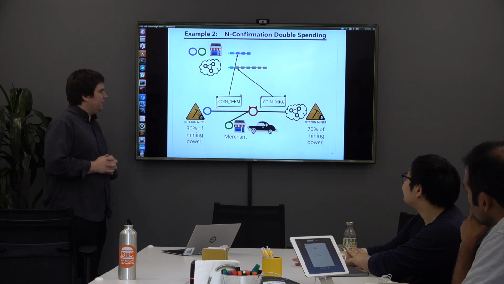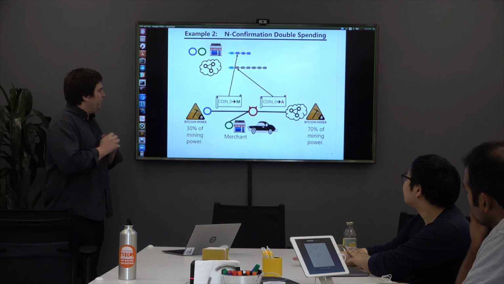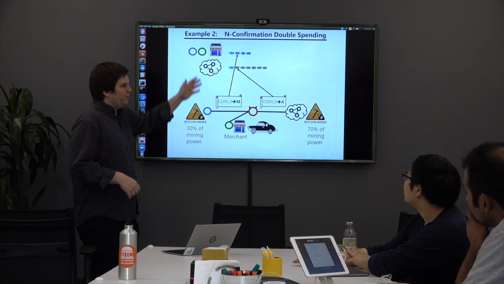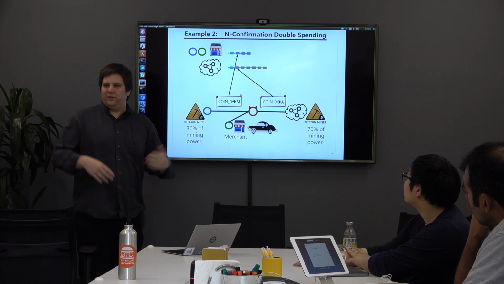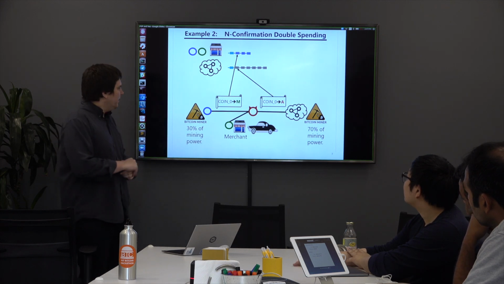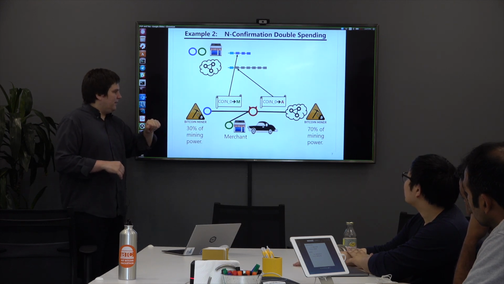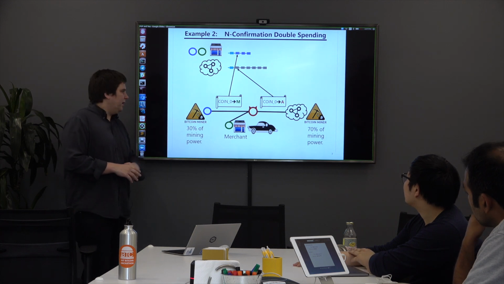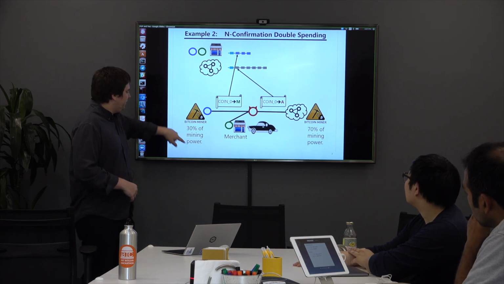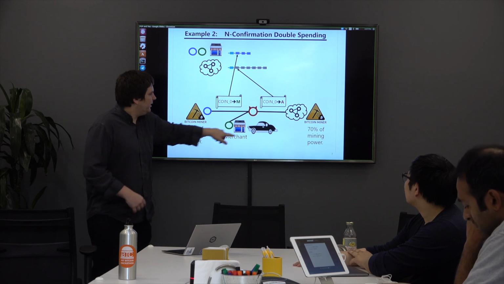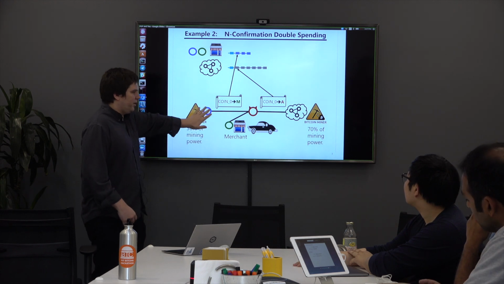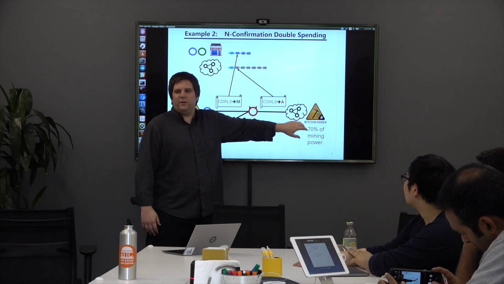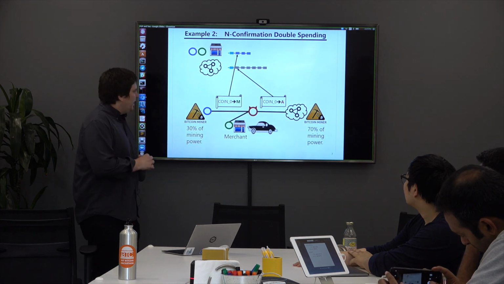So another attack that an attacker could perform is an n-confirmation double spend. Choose a number n, say 6 confirmations. In this attack, the attacker has no mining power, but they eclipse a miner with 30% of the mining power and a merchant, and put them in their own partition. So they can talk to each other, but they can't talk to the rest of the network, and the rest of the network can't talk to them.